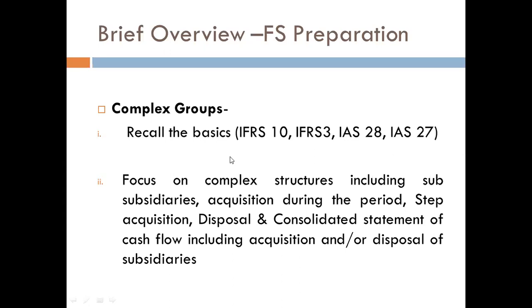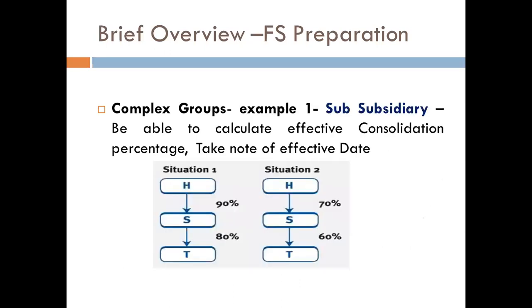Number two, focus on complex structures, including subsidiaries, acquisition during the period, step acquisition, disposal, and the consolidated statement of cash flows, including acquisition and or disposal of a subsidiary. Those are issues you need to consider. Now, if I talk about some of them, because again, I cannot talk about all of them, under complex groups there is a case, for example, of a subsidiary. Look at this slide, and you see, for example, H has invested in S by 90%, but S has also invested in T by 80%.